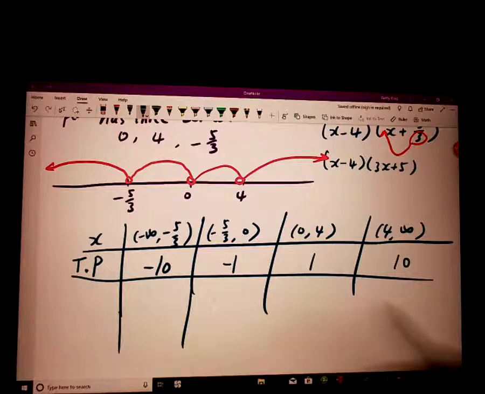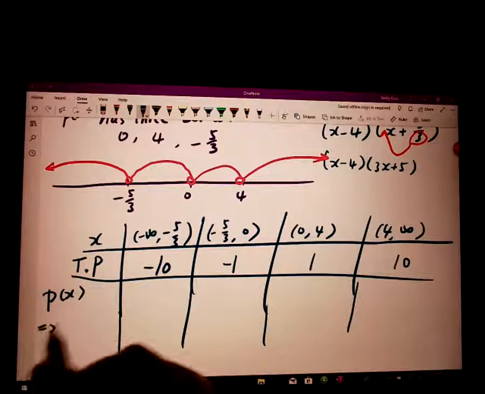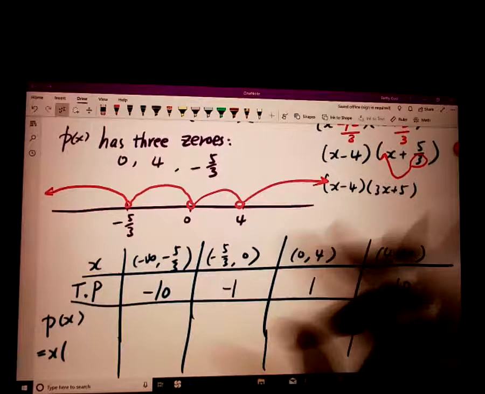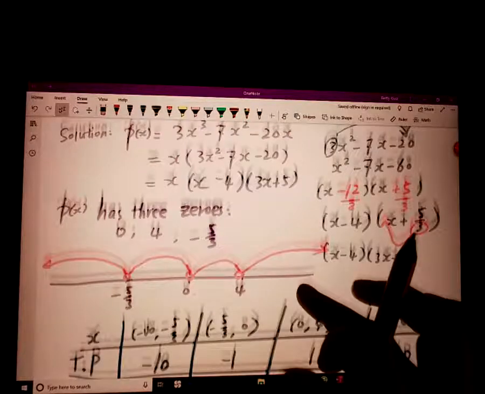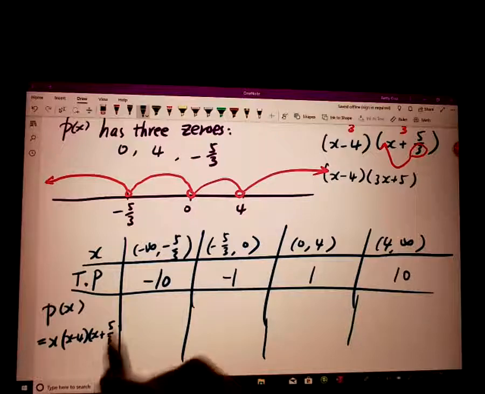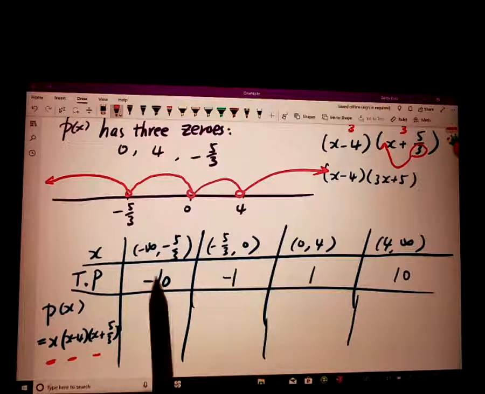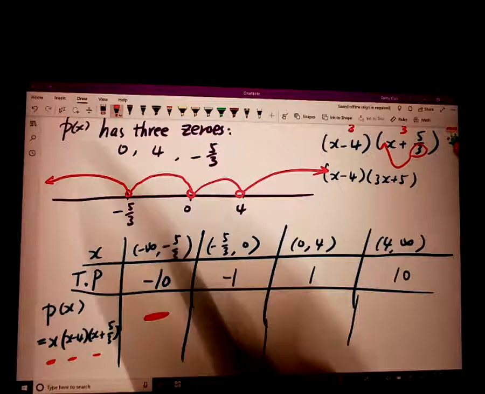And in the last row, we are going to look at the sign of the polynomial function p of x, which is x times x minus 4 times x plus 5 over 3. So p of x right now is in the factored form, a product. For x equals negative 10, negative, negative, negative. If we plug in x equals negative 10, all 3 factors are negative. Negative times negative times negative gives you negative. So far so good.